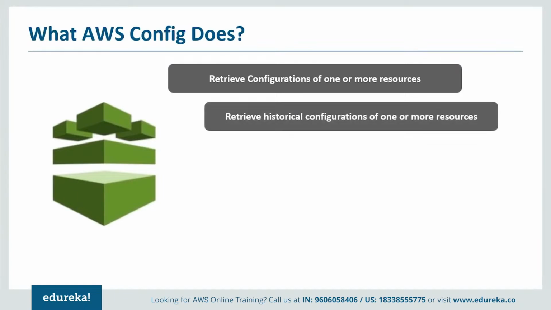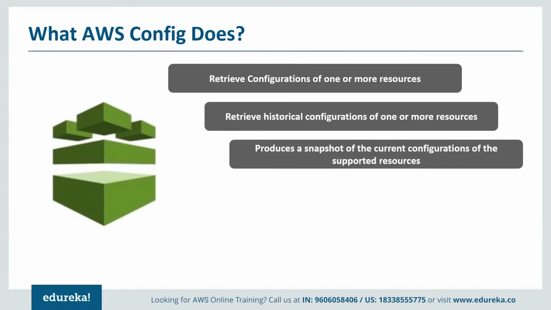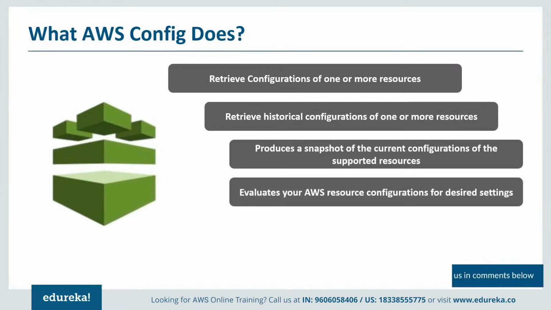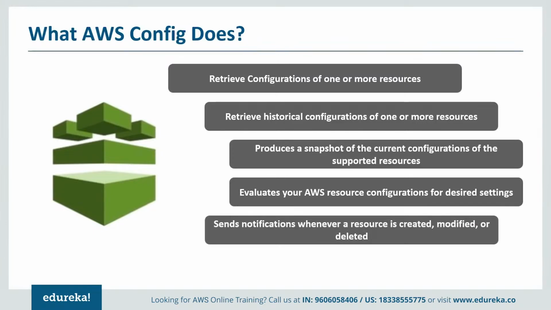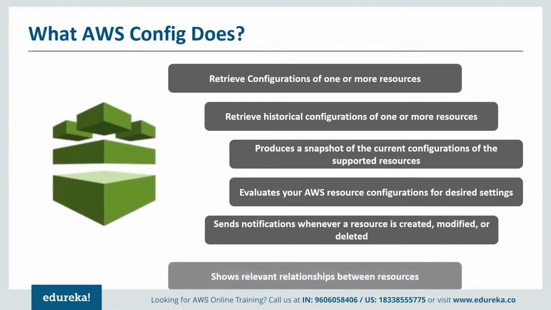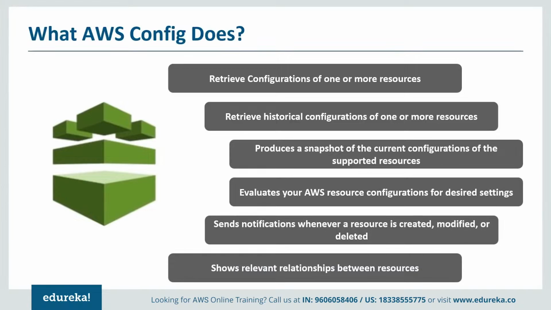Whether you talk about historical data, AWS Config lets you collect that as well. It produces a snapshot. That means it captures the information of all the configuration items as one combined unit. And it lets you evaluate various resource configurations as well, because you'll know what is changing, what is not, what needs to be updated, and all those things. As I've already mentioned, you have something called SNS that lets you send notifications in case any change has happened. And it also shows you relevant relationships between your resources. Now, this is important because you're talking about complete architecture and you need to know how your resources are related to each other, and whether there's any change in these relationships as well.